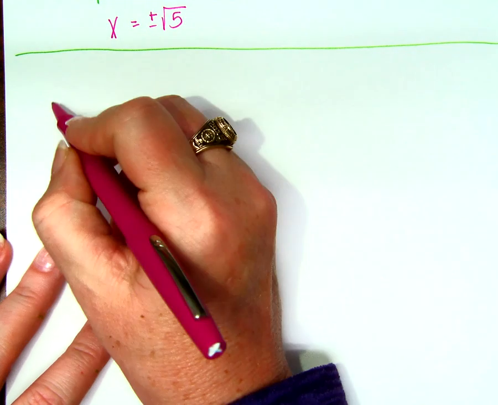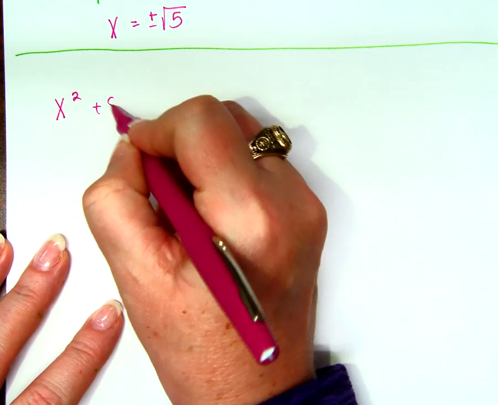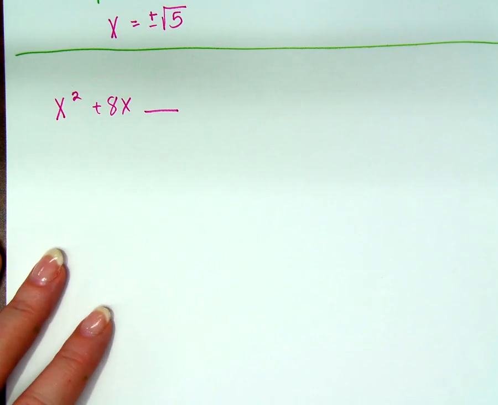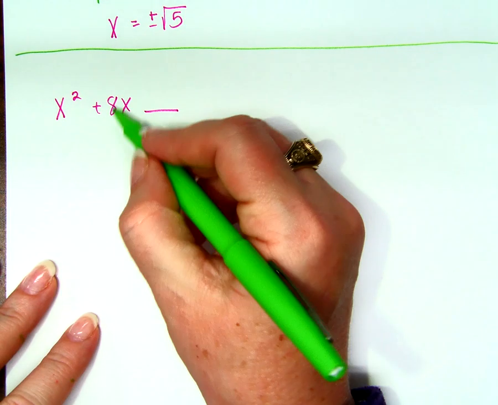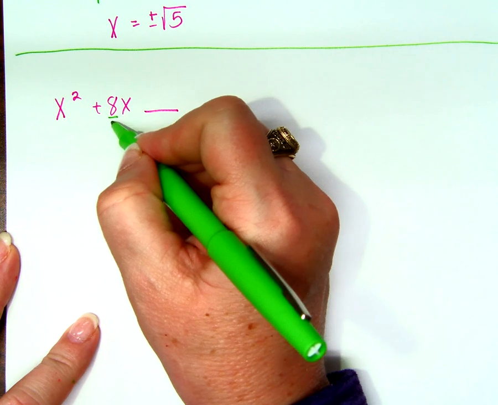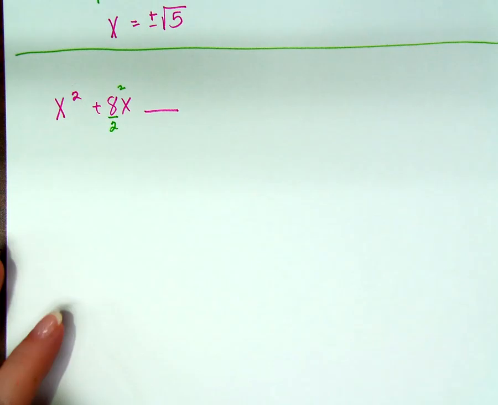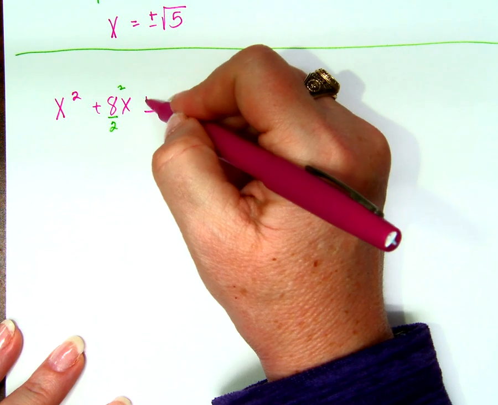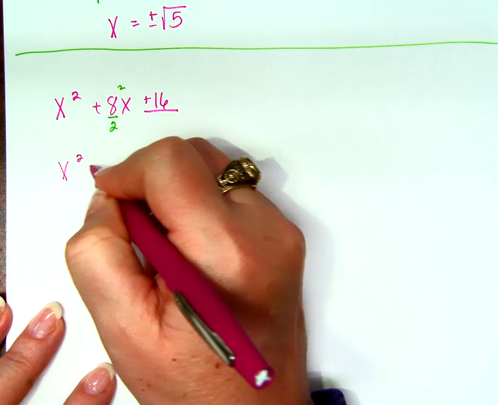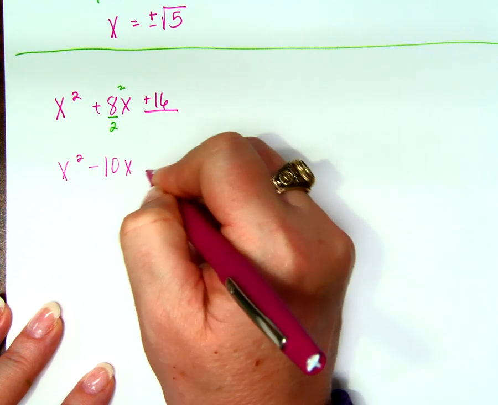Okay? So if I give you something like x squared plus 8x, I need you to complete the square. The way we do that is we look at this middle term, this x term, and I divide it by 2, and I square it. What is 8 divided by 2? And what's 4 squared? So guess what goes in the blank? 16. What if it was, excuse me, x squared minus 10x?